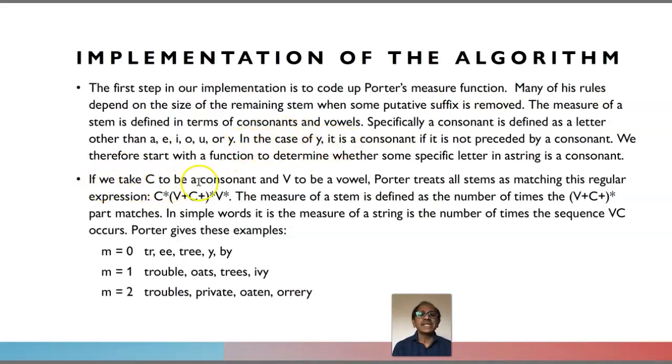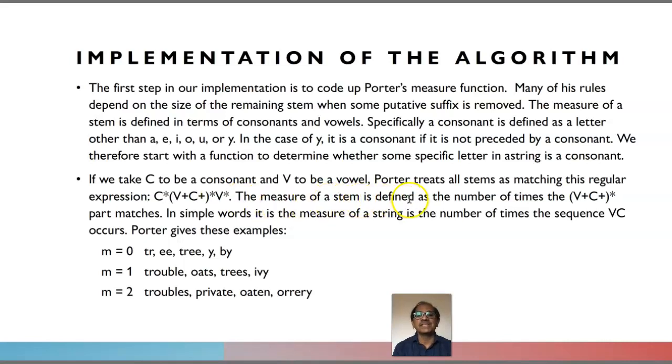So if you take C to be a consonant and V to be a vowel, then this is the regular expression which Potter uses: C asterisk V plus C plus again asterisk V asterisk, right? So this is the regular expression which is used. That means basically V and C are important. How many times VC appears in the stem.